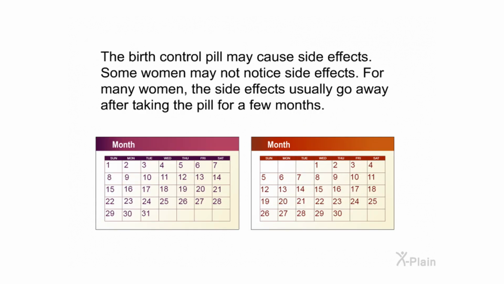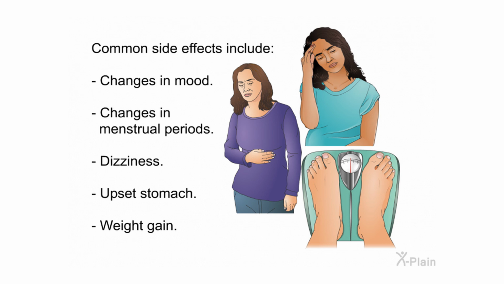The birth control pill may cause side effects. Some women may not notice side effects. For many women, the side effects usually go away after taking the pill for a few months. Common side effects include changes in mood, changes in menstrual periods, dizziness, upset stomach, weight gain.